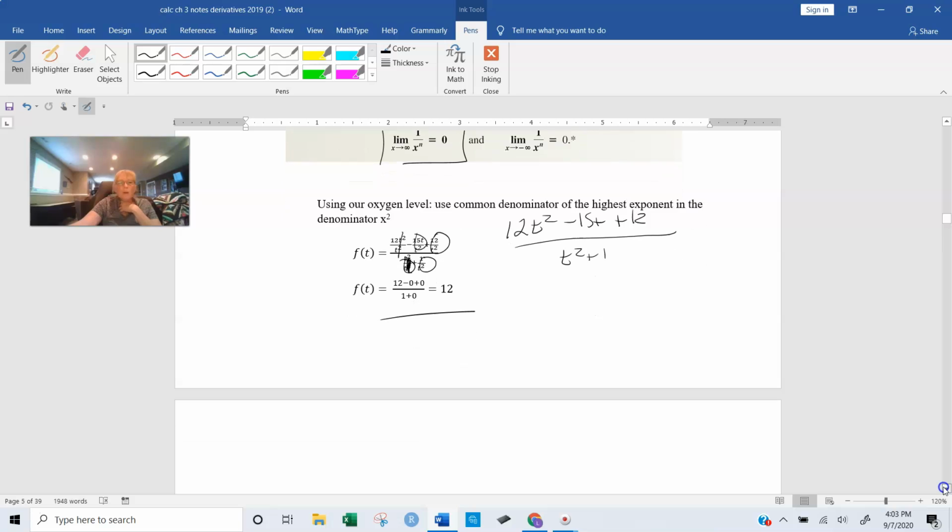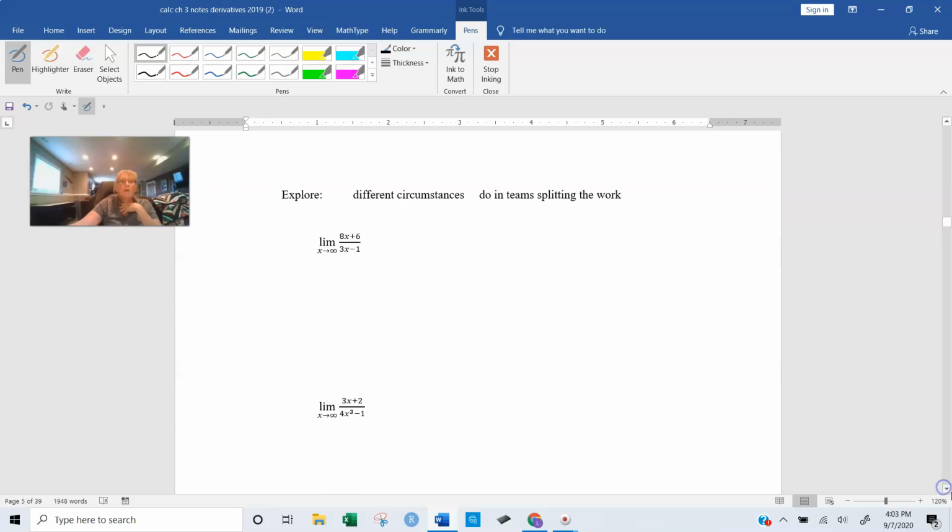Okay, let's try a more fun one. Okay, do yours. Let's see how you do. First thing you should have done is divide by x, because this is approaching infinity. So you have 8x over x plus 6 over x plus 3x over x minus 1 over x. So these cancel. These are x's in the denominator, so this is 8 plus 0 over 3 minus 0. So your answer is 8/3. Okay, do all the rest of yours. Let's see how you do.